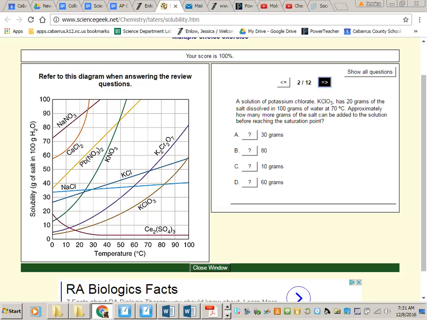Robbie? So potassium chlorate's the red line at 70 degrees Celsius. You draw the line up, it crosses right at 30, right? So 30 grams will dissolve just perfectly. If I have 20 grams added, how many more can fit in there? Another 10 more, right?